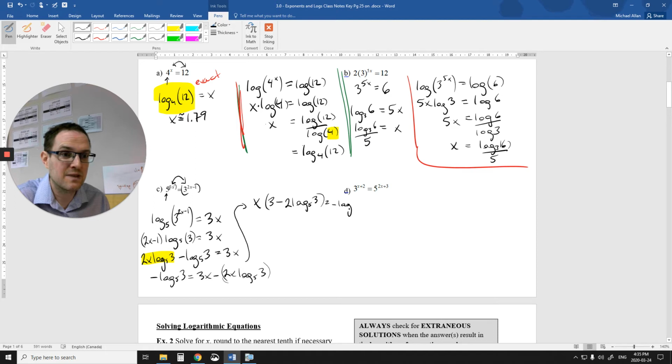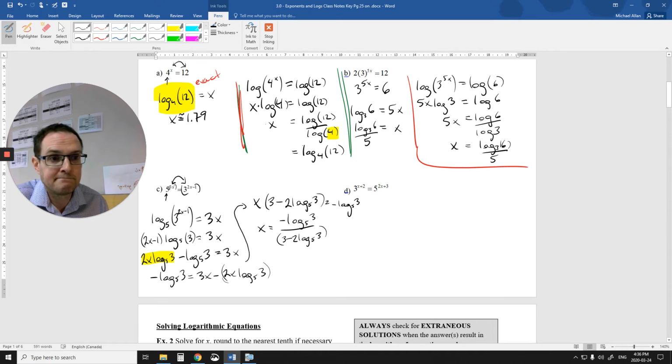I'm going to run into this space over here. Sorry. That's equal to what we had on this side, negative log 5 of 3. Now to get the x by itself, I'm going to divide by everything in these parentheses here. And there we go. There's an answer.